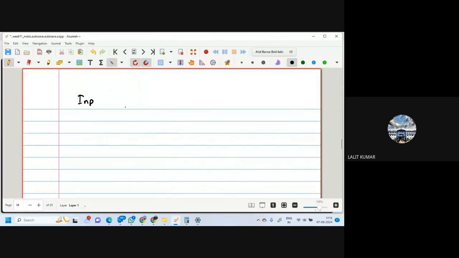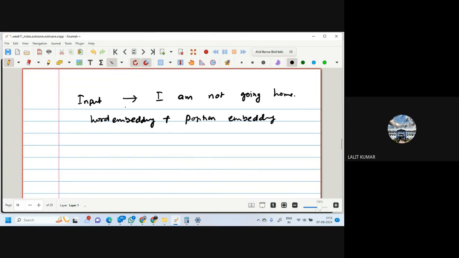Okay, so I will make some things. Input is "I am not going home". Okay. And when we do word embedding plus position embedding, my input becomes 5 into 512 size. Is that okay?